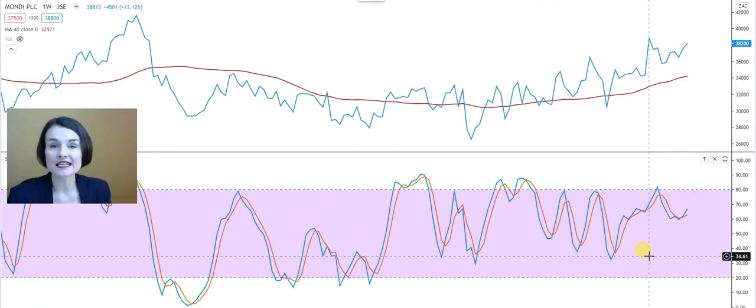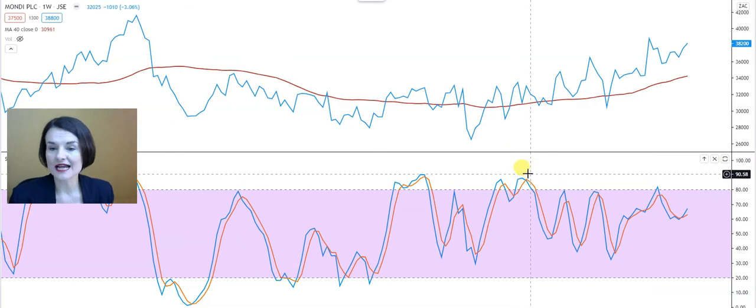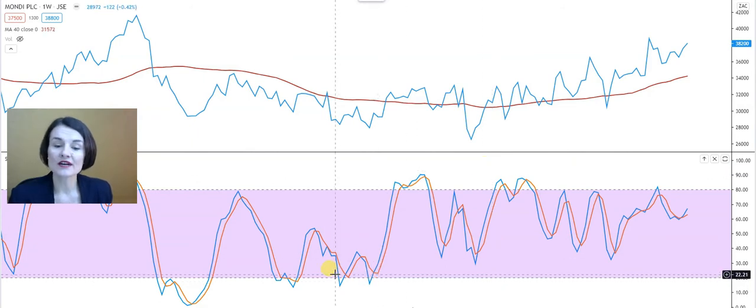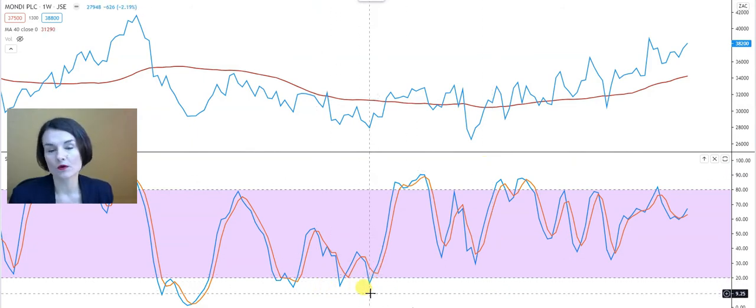The stochastic indicator is just one of the types of indicators one can use to highlight overbought or oversold levels. Overbought on the stochastic is when it trades or develops in the 80 and 90 zone, and oversold when it trades below a 20 or a 10.